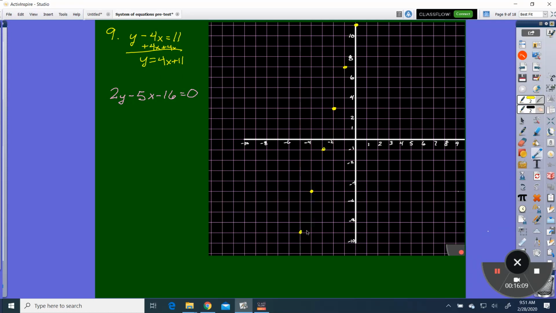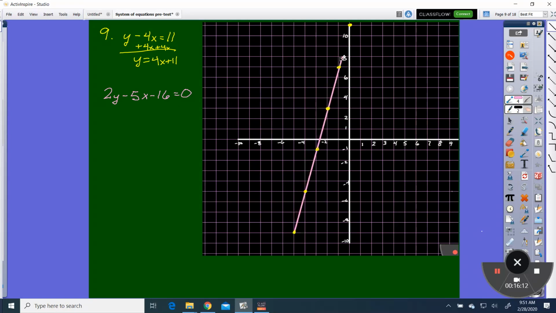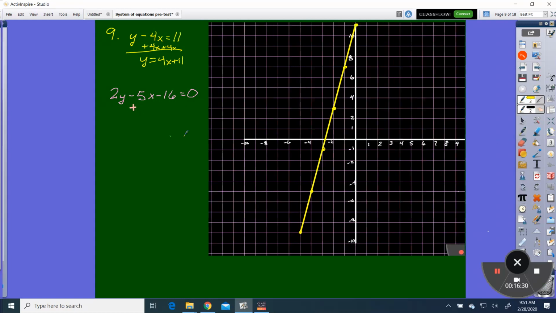Okay, now I can connect my dots. Whoops, I want yellow. So there's that line. Now the other one, I need to get y alone, so I'm going to add 5x and add 16. And what I do to one side, I do to the other. So now I have 2y, these go away, those go away, equals 5x plus 16. So now I divide it by 2. Y equals 5 halves x plus 8.